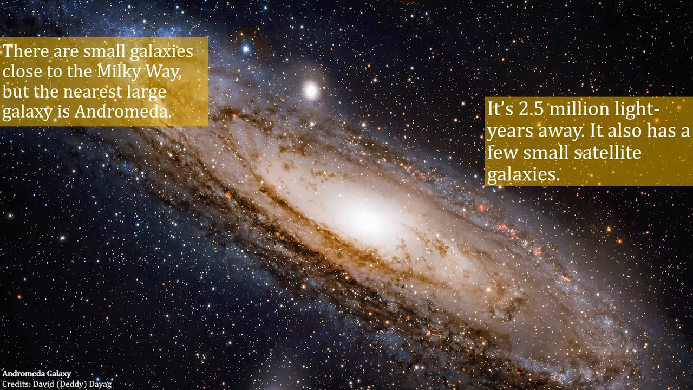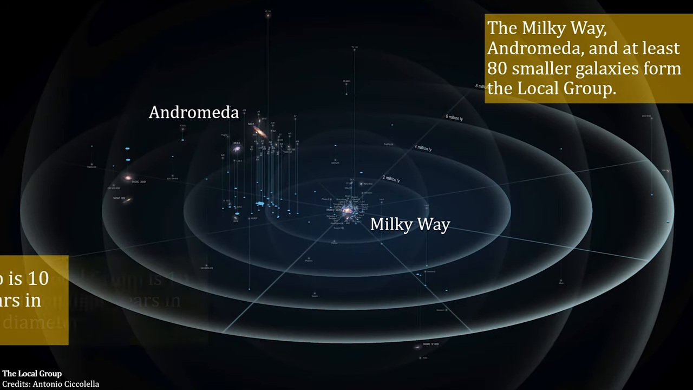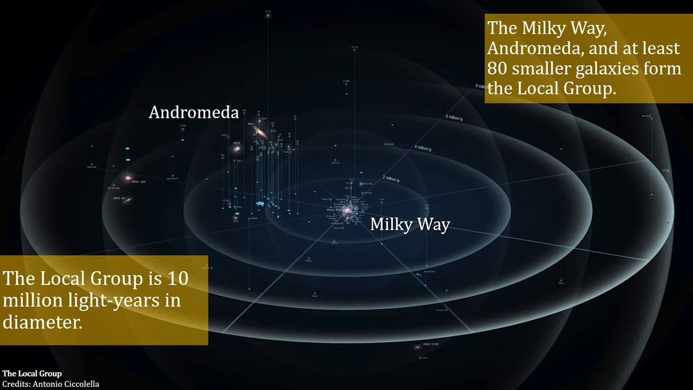Now, there are some small galaxies close to the Milky Way, but the nearest large galaxy is called Andromeda. It's 2.5 million light years away, and it also has a few small satellite galaxies. The Milky Way, Andromeda, and at least 80 smaller galaxies form this thing called the local group.